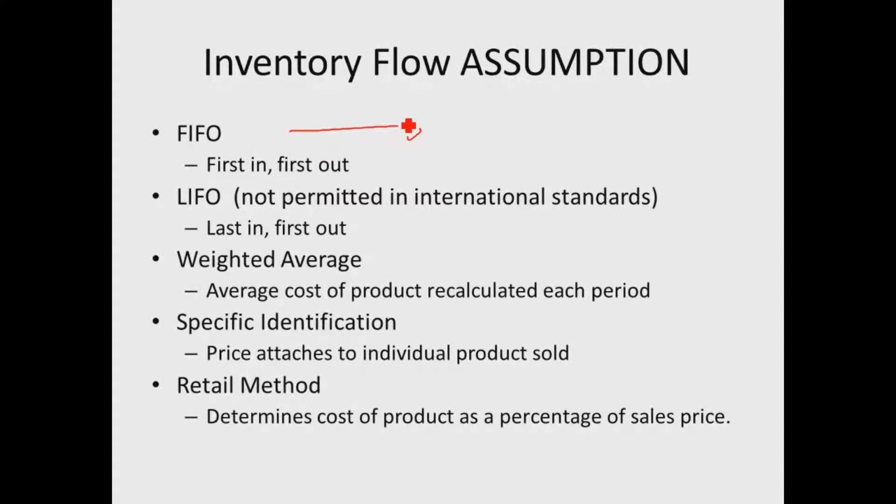Weighted average would say it doesn't really matter which product we take. We imagine there being some average product, and we figure out the cost of the average unit throughout the period, and then any product that we take is sold under the presumption that it cost us the average. And then specific identification is what you would use for a perpetual method, where each item has a specific cost, and we match it to that.